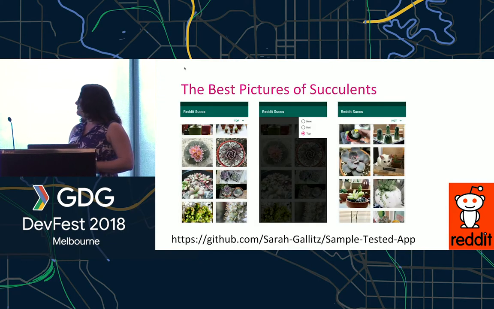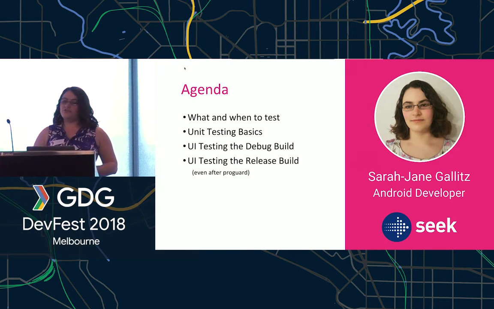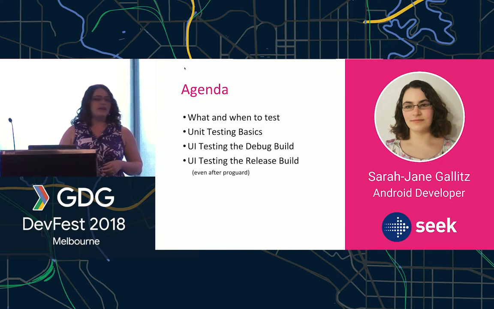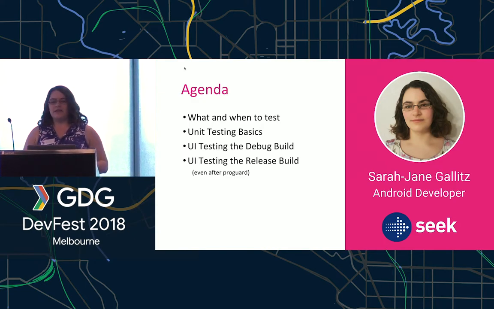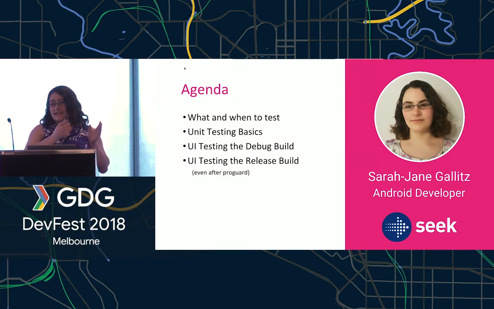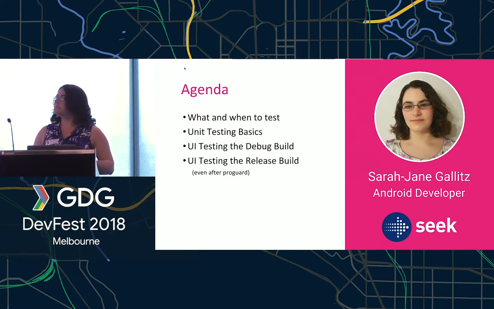So if you've got an app, I'm sick of to-do apps, so this is today's example. It gets succulent pictures from Reddit. So if you've got a given app, how are we going to test it? I'm going to take a look at what and when you should be testing, some unit testing basics for Kotlin because it is a bit tricky, UI testing the debug build, and then something interesting, which is UI testing the release build that you've already proguarded. And so that means you can test the actual APK that's going onto the Play Store. We have smoke tests for our APIs. We should have smoke tests for our apps.